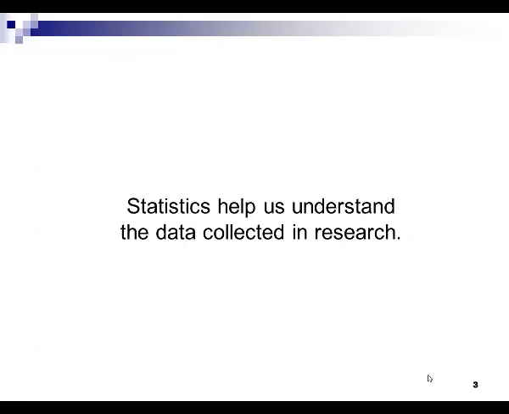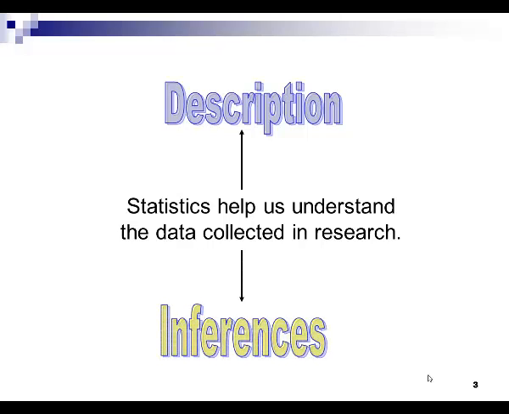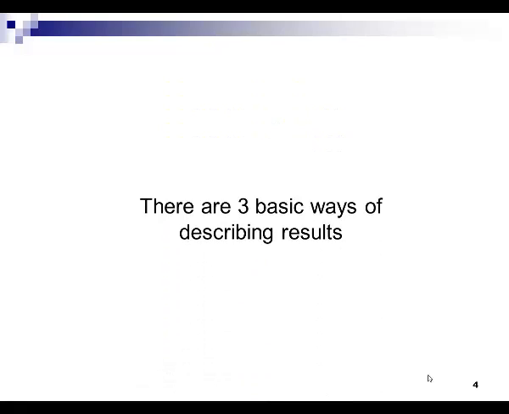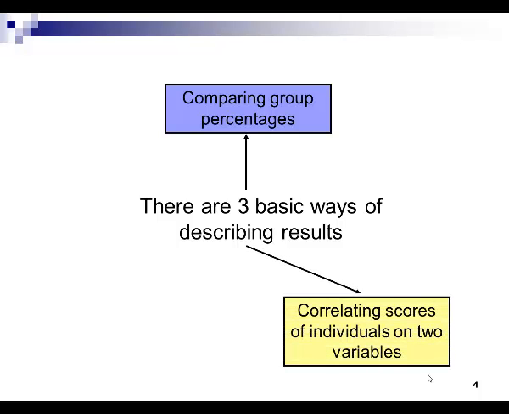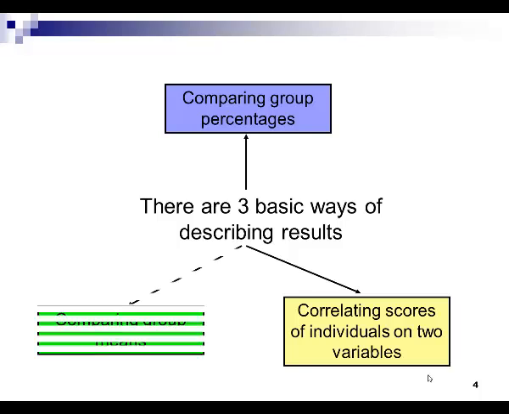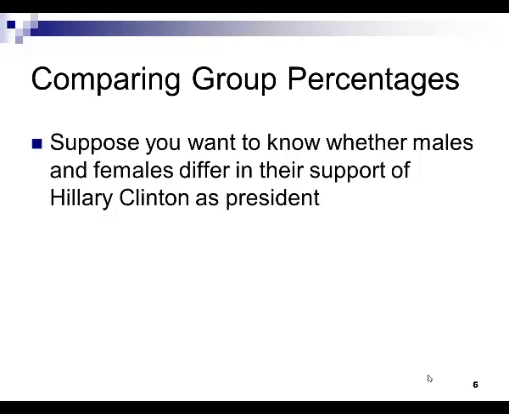But just really quickly, statistics do help us to understand the data that we collect in our research, and that is an important thing to know. With statistics, we focus on describing data that we have collected, but also on making inferences so that we can make decisions. And there are three basic ways of describing results. One is to compare group percentages, another is to correlate scores of individuals on two different variables, and the final way is the most popular way, which is to compare group means. But let's start with comparing group percentages.